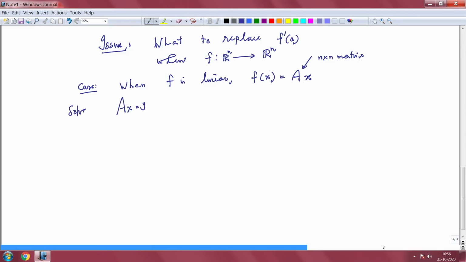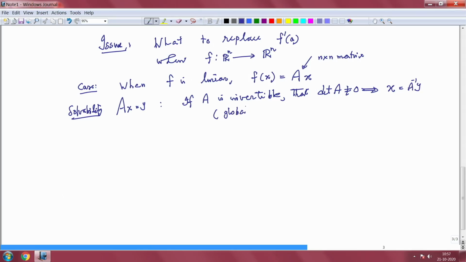You know from linear algebra the complete analysis of it, right. So, one case is that if A is invertible, that is, determinant of A not equal to 0, that immediately implies you can solve x uniquely as A inverse of y, and this is the global condition. So, you can solve globally.